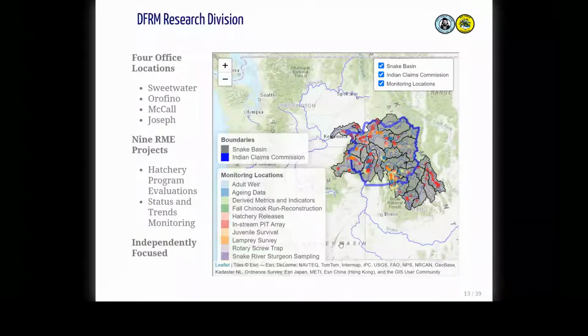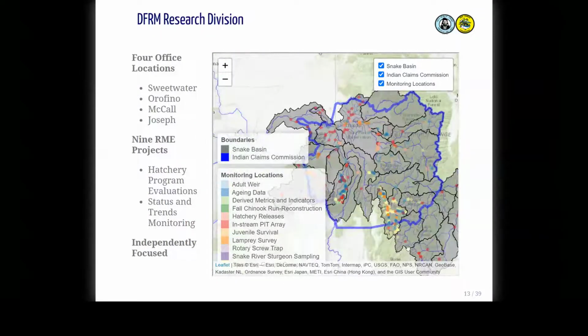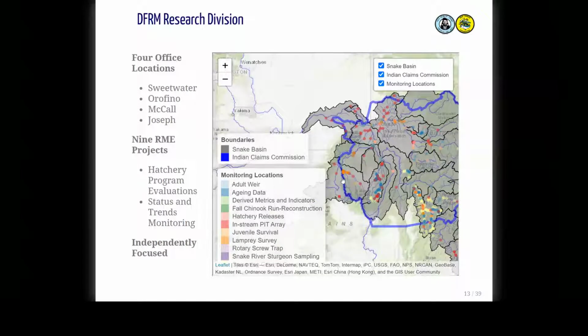We have four offices across the basin. The Sweetwater office, which is near Lewiston, Idaho, is really kind of our admin office. The Orofino office is up in the northern part for the Clearwater region. The McCall, Idaho office is down here next to the South Fork Salmon. And then Northeast Oregon is in Joseph, Oregon. They manage the Northeast Oregon portion of the basin.